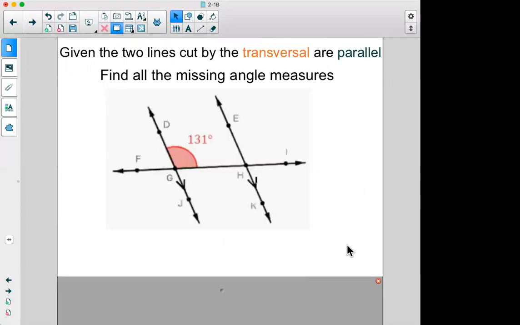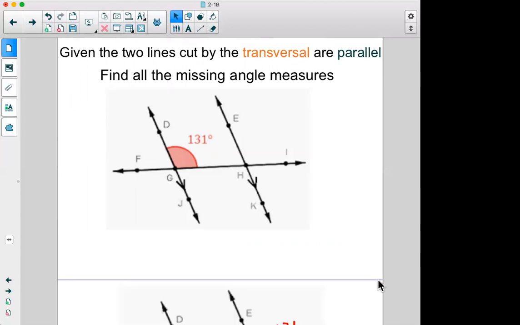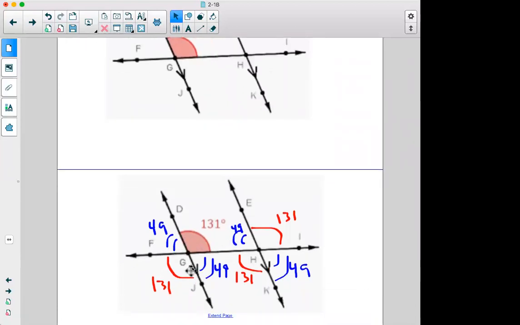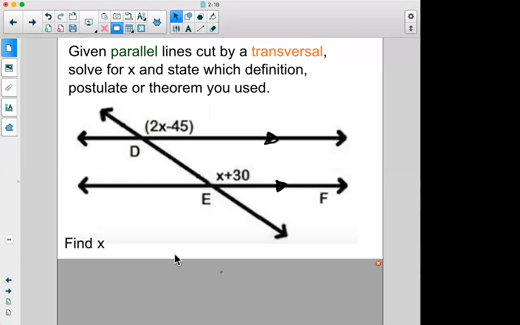Pause the video and find all the missing angles in the diagram. These are parallel lines. Corresponding angles are congruent. Vertical angles are congruent. Corresponding angles are congruent. Linear pairs are supplementary. Pause the video and solve for x.